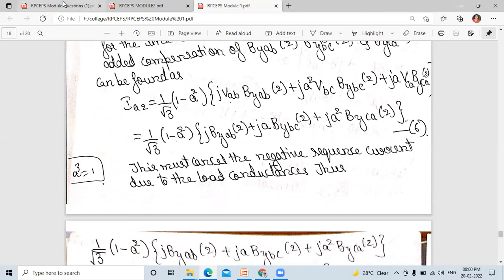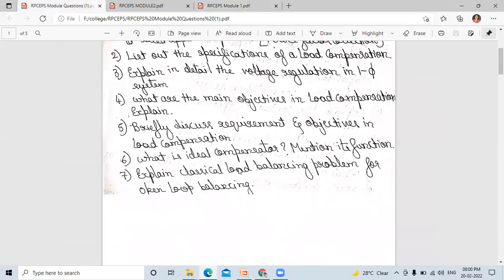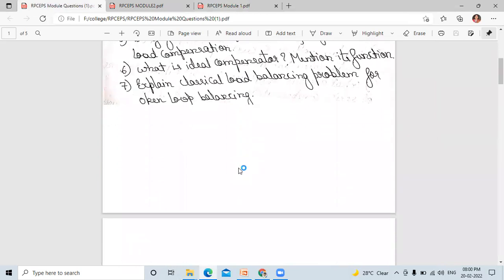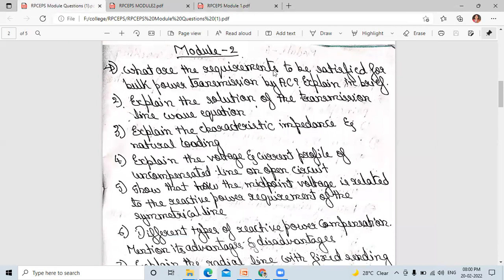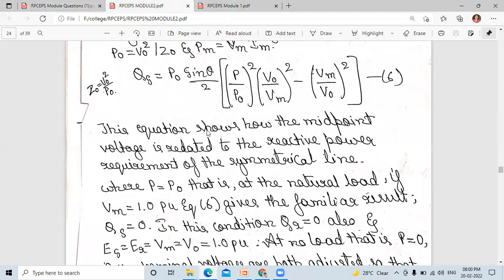Next, we shall go to the model 2. First question is, what are the requirements to be satisfied for bulk power transmission by AC? Explain in brief. This is a direct question, right?